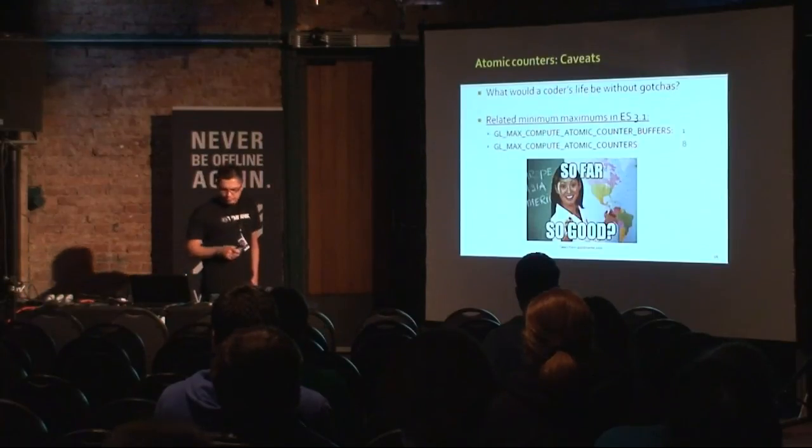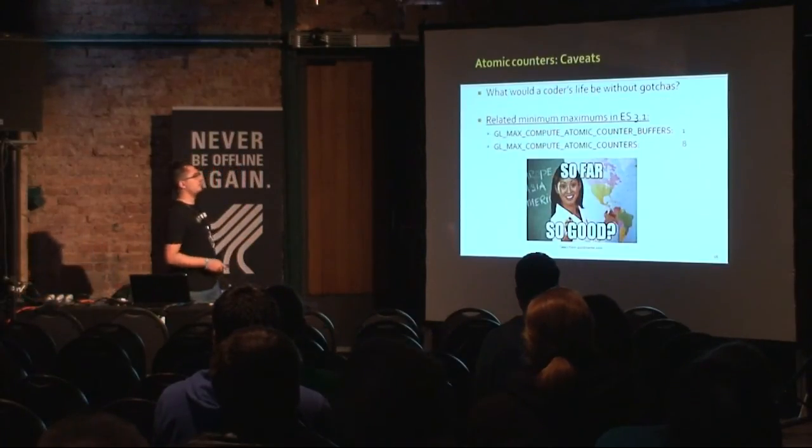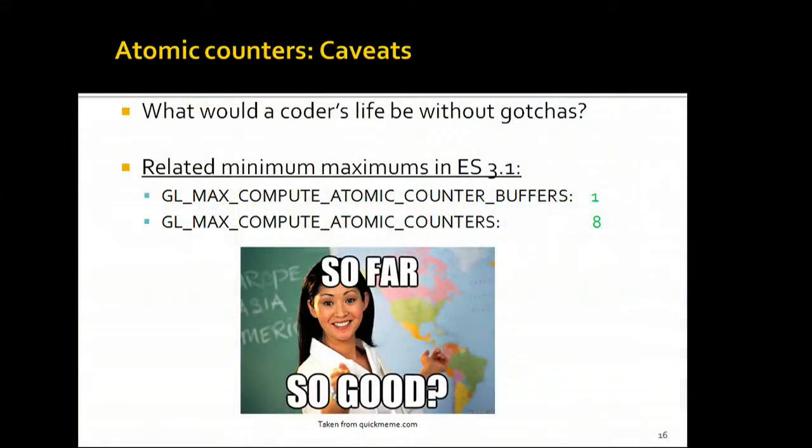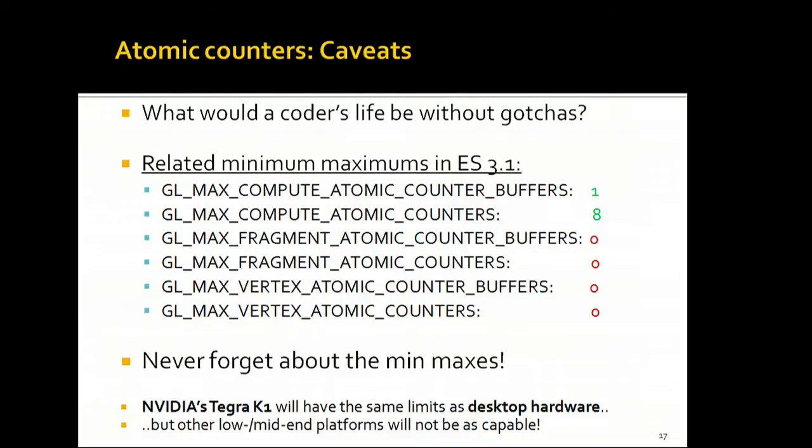As with any new API, there are some caveats. Well, after all, what would a coder's life be without gotchas? If we look at the related minimum maximums in OpenGL ES 3.1, you would notice that it's quite OK, because in my compute shaders, I can actually use up to 8 atomic counters backed by at most 1 buffer object. Now, that's all good and fun. But you should be worried at this point, because for other stages, it's not so fun.